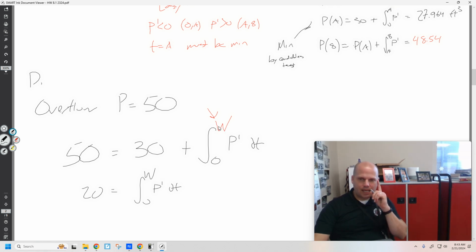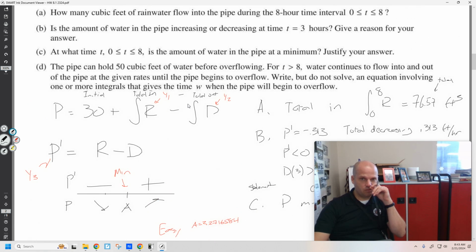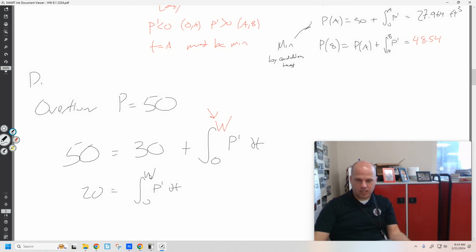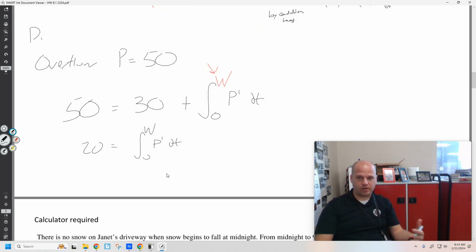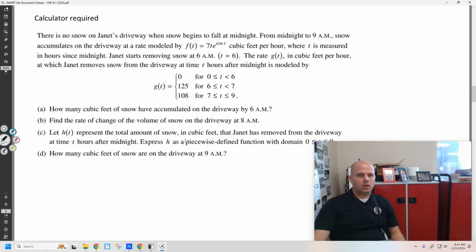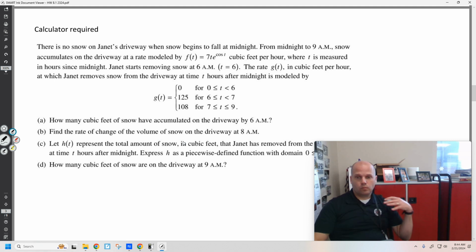Having a variable in an integral is confusing to a lot of students, but it involves w, it could involve t. You're going to be able to see how you could solve for w later in this class, how you can take an antiderivative, plug in w, plug in 0, and then have an equation you could solve. All right, we did it all. We're good. Next question. Snow on the driveway.